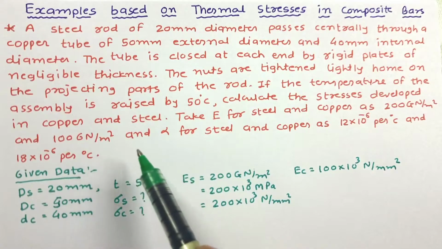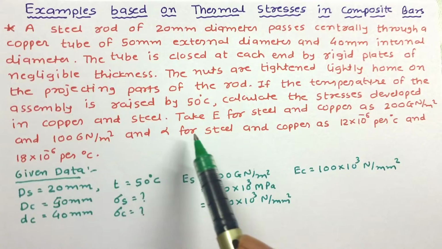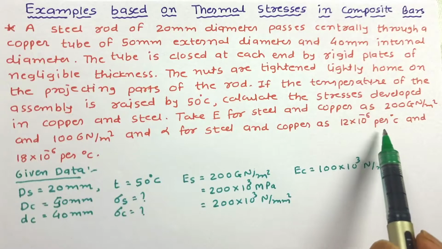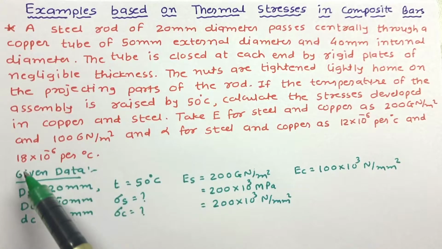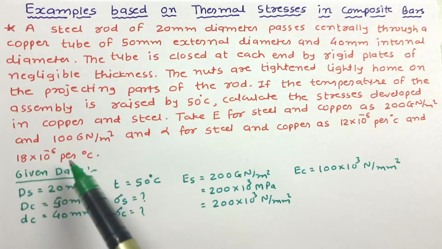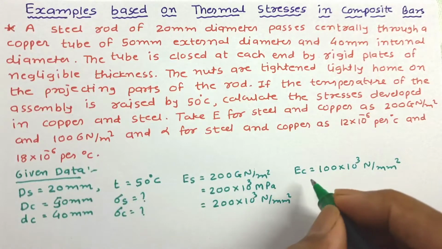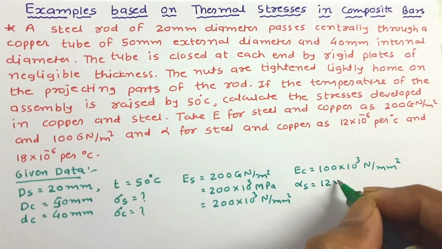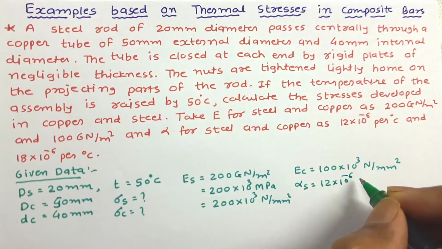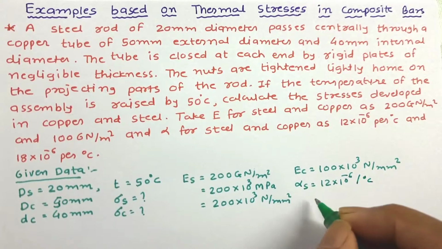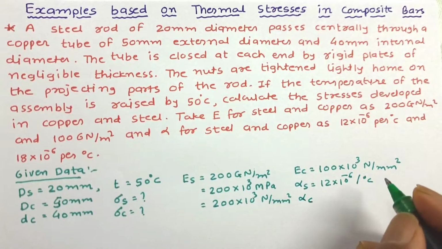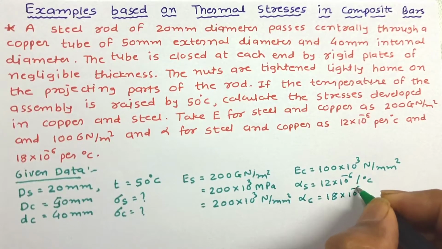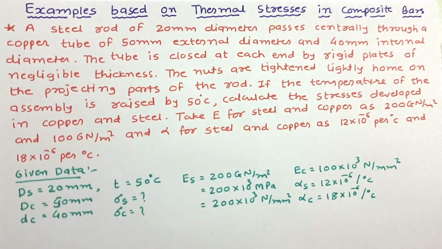In addition to that, it is given that alpha for steel and copper are 12 into 10 raised to minus 6 per degree Celsius and 18 into 10 raised to minus 6 per degree Celsius. So alpha for steel is 12 into 10 raised to minus 6 per degree Celsius, and alpha for copper is 18 into 10 raised to minus 6 per degree Celsius.